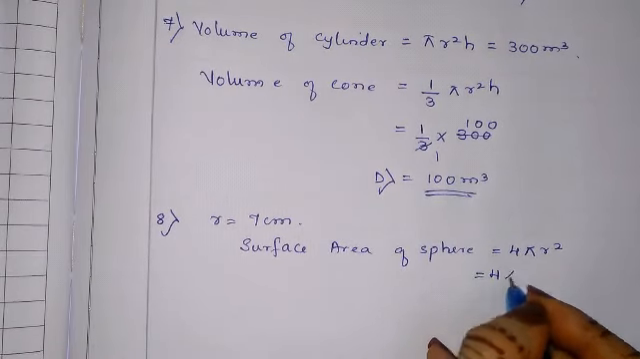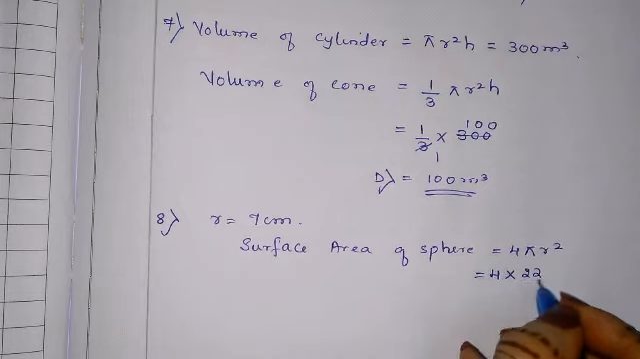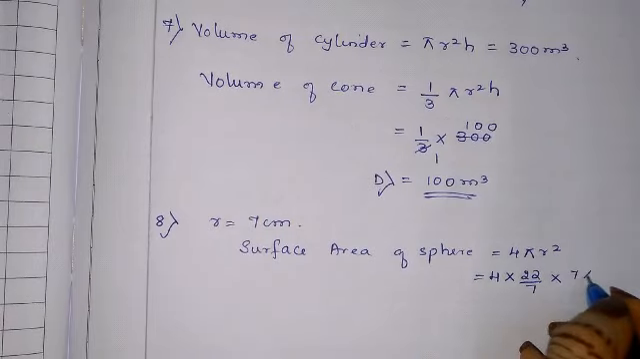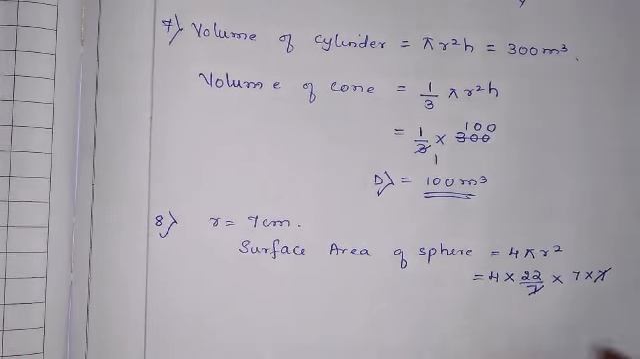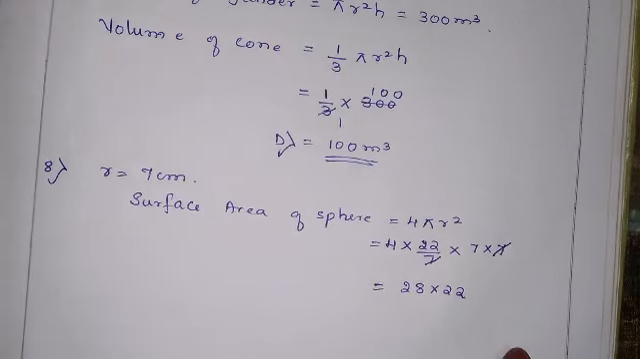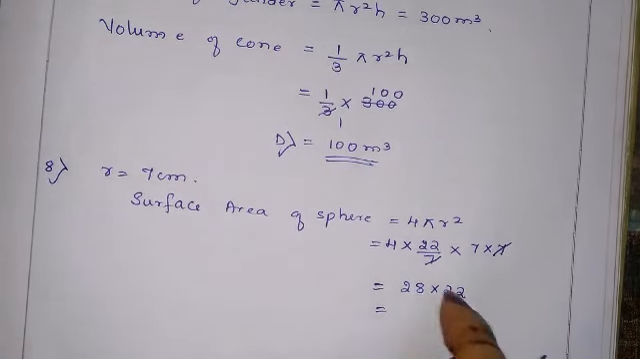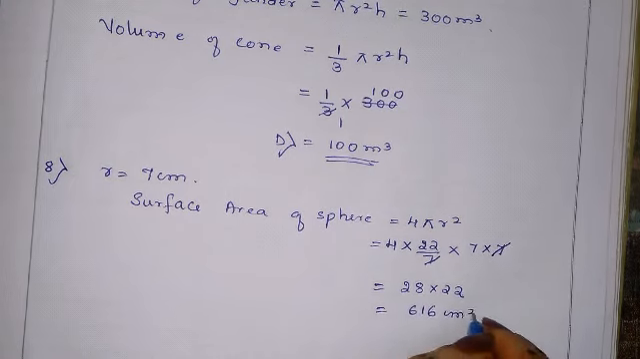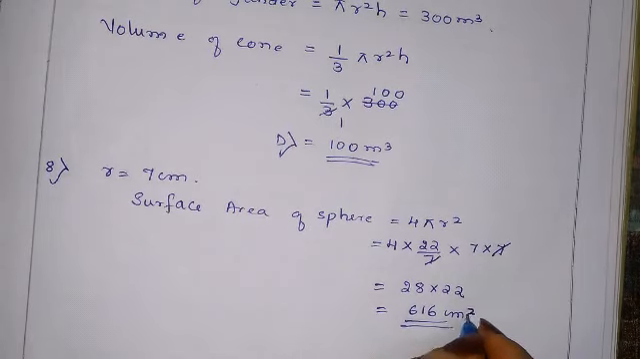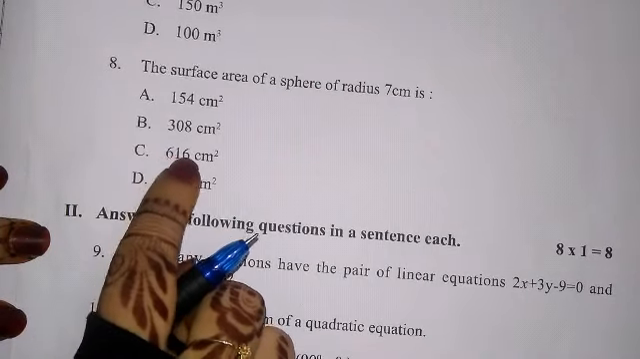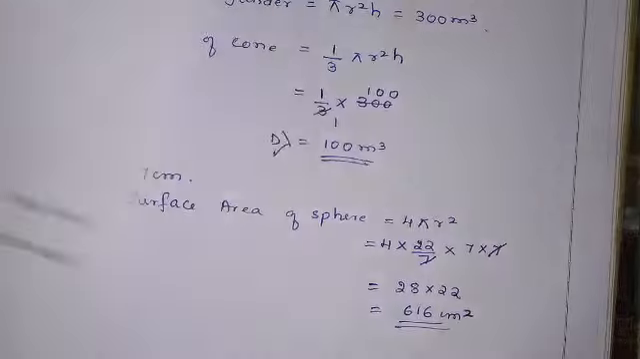4 as it is. Pi is nothing but 22 by 7. R is the value given, 7. So the square is there 2 times, 7 into 7. 7 gets cancelled. 7 4s are 28 into 22. So 28 into 22, when we multiply, we will get 616 centimeter square, because it is area. Area is always in square unit. Okay. So the correct option is C, 616 centimeter square.